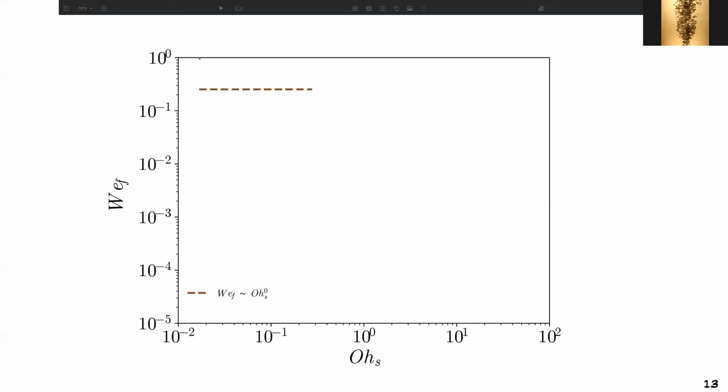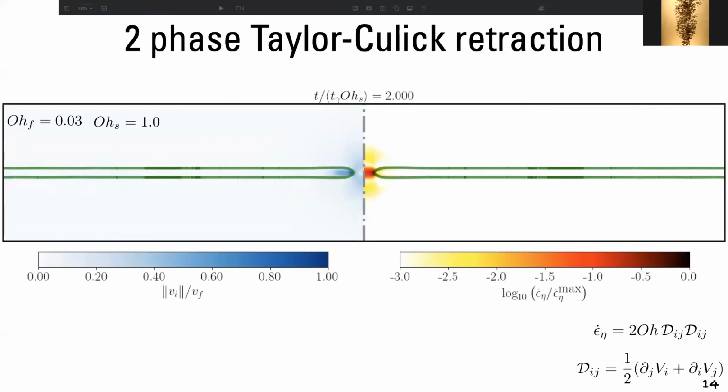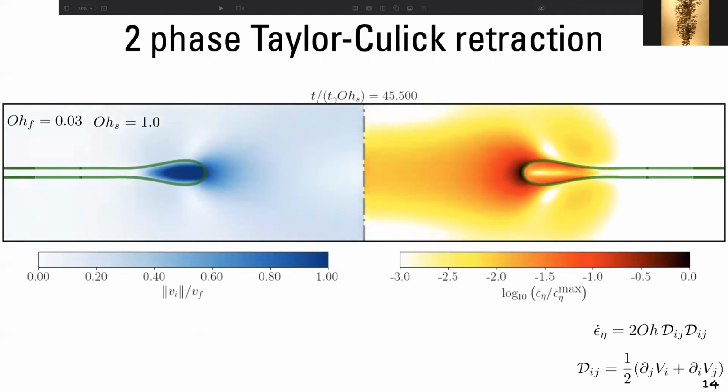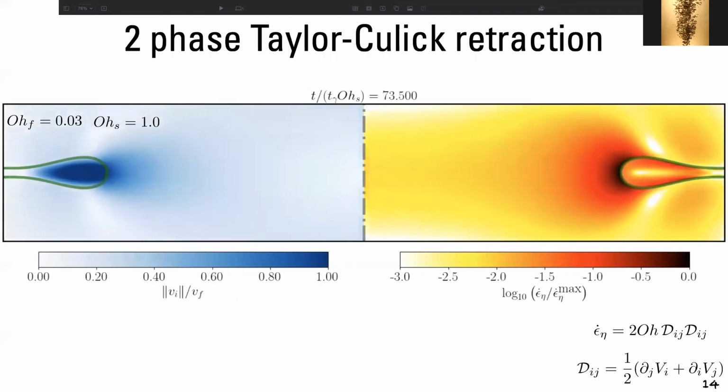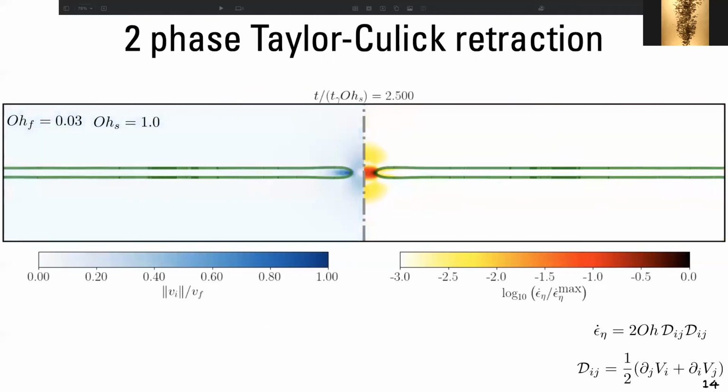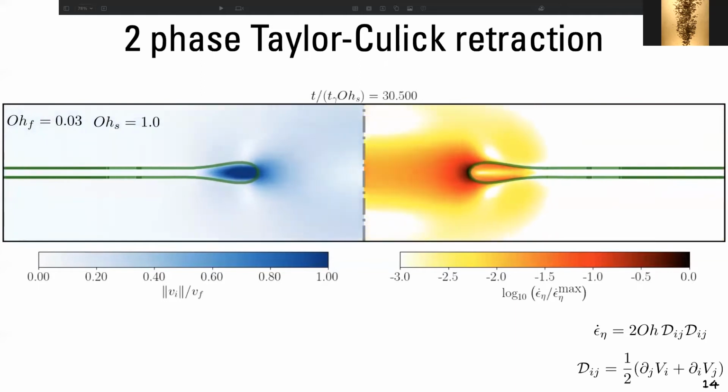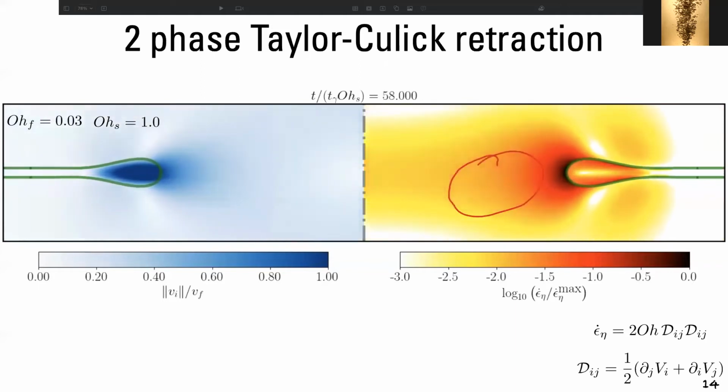Remember, the Taylor-Culick velocity has a Weber number of the film, which is 1. So this is the classical Taylor-Culick. However, in this particular case, where you have the added mass from the surrounding medium, the velocities are smaller than the classical case. Now, what happens if we increase the surrounding Ohnesorge number? So let us look at one case over here where the surrounding Ohnesorge number is 1. And what we see is that the tip still reaches a constant velocity, but the viscous dissipation is much higher in the surrounding as compared to the film.